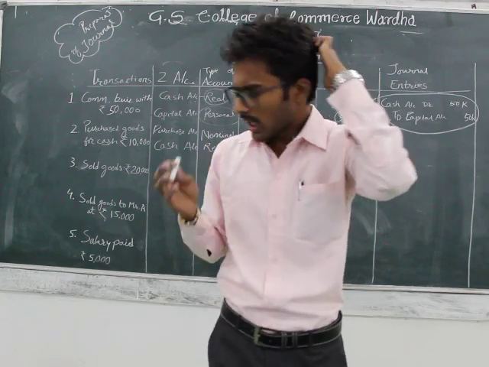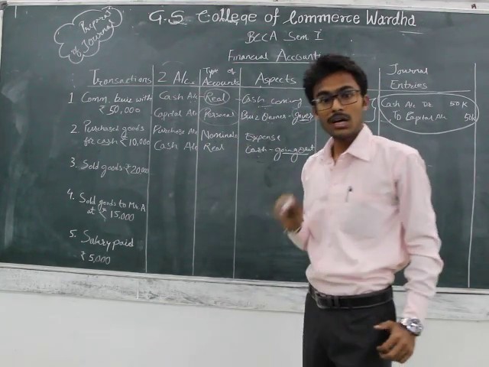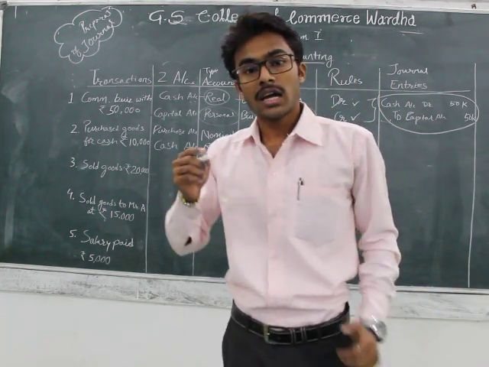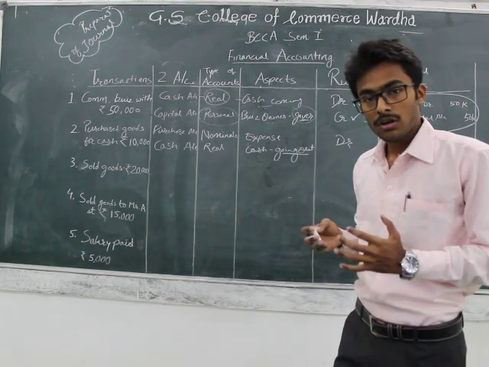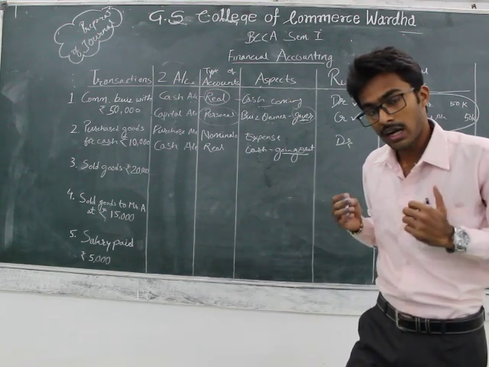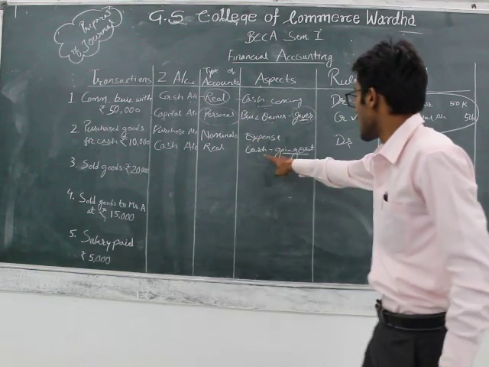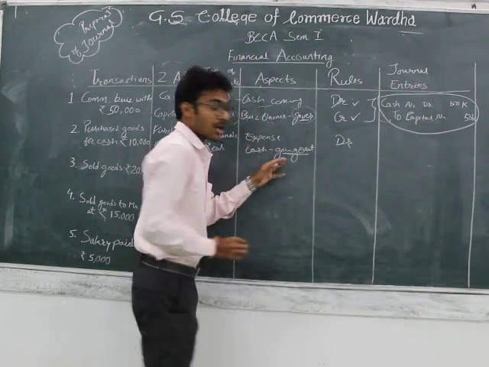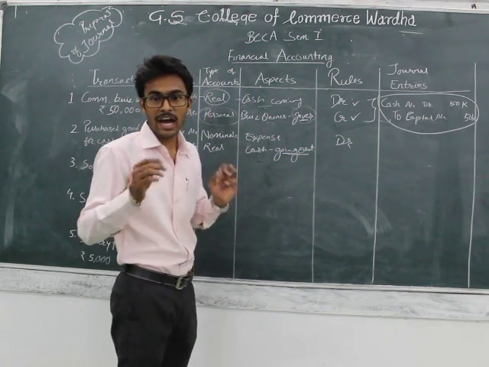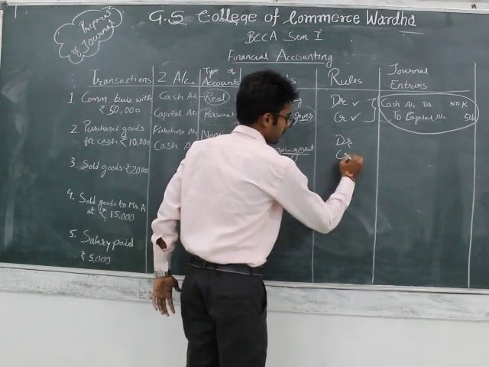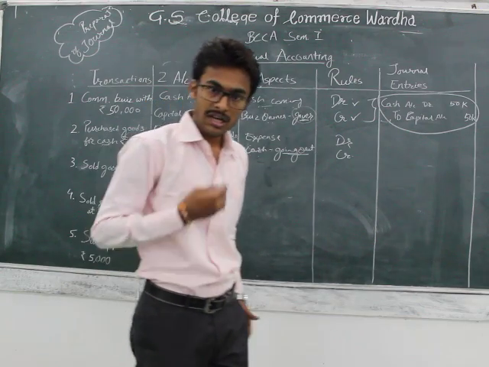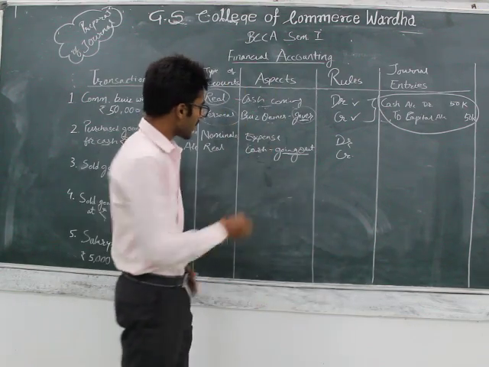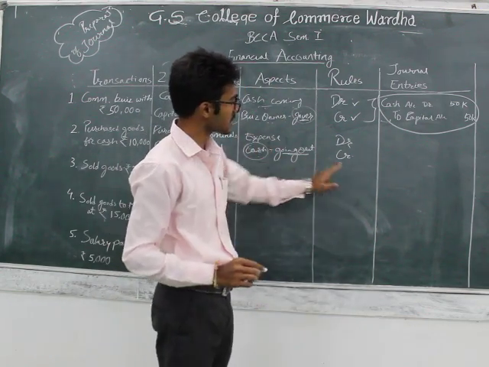Cash comes under real account. The golden rule for real account is debit what comes in, credit what goes out. Here cash is going out, dear friend. Going out means cash should be credited. Debit what comes in, credit what goes out. What is going out? Cash is going out. That's why cash is credited.